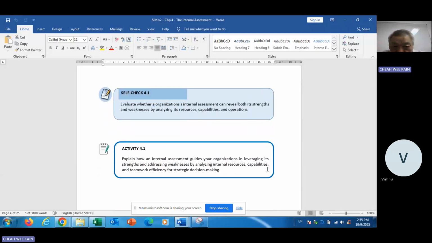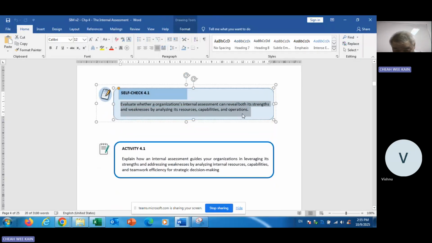So, self-check question 4.1. Evaluate whether organization internal evaluation can reveal both its strengths and weaknesses by analyzing its resources, capabilities, and operations. Okay, so if you look at your resources, your capabilities, and your operations, can your internal assessment help you to identify these resources and capabilities? If it can identify them for you, then it is a good process in internal auditing.